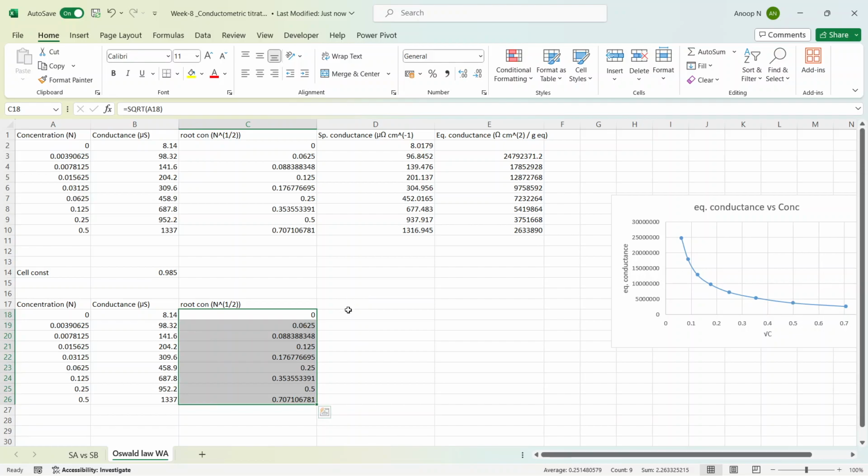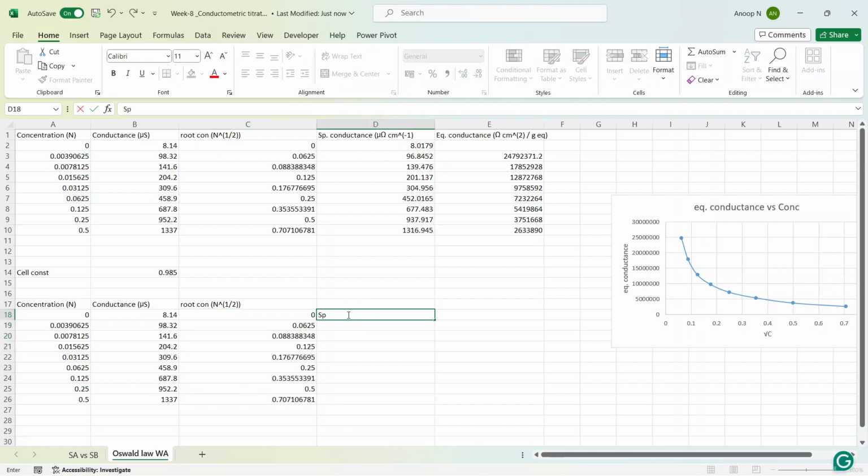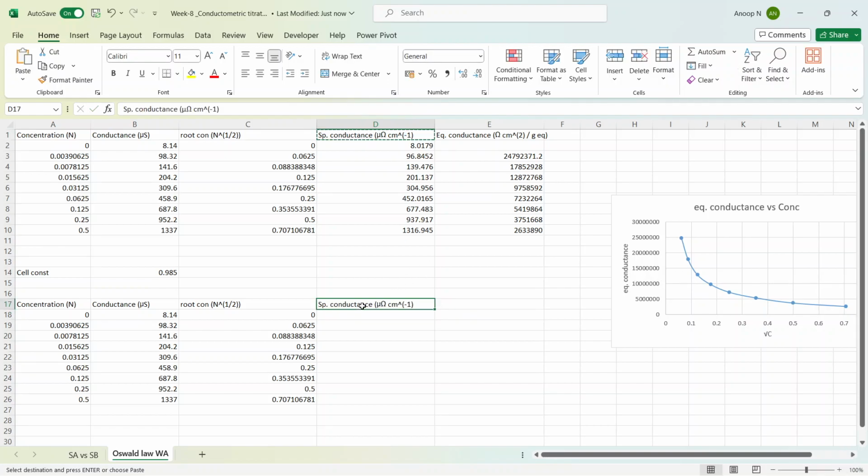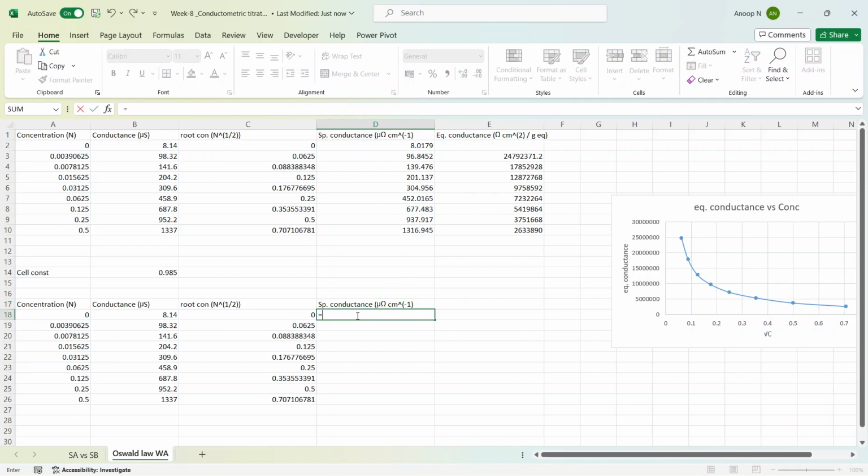So you get values. Then you have to calculate specific conductance. Specific conductance is in micro ohm per centimeter. What is the equation for specific conductance? If you click here, you can see that we have to multiply the cell constant by B2. B2 is nothing but the conductance.